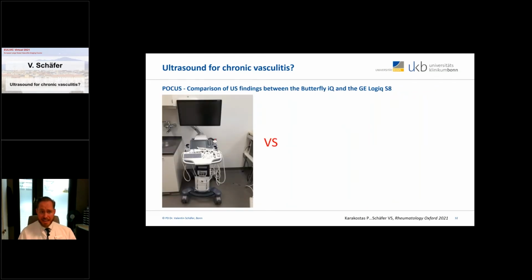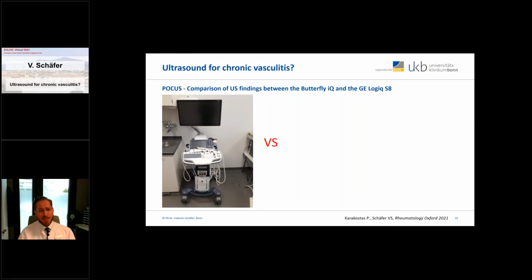And the next thing I want to show you very fast, just because I know I have a time limit, is POCUS. Probably you've heard of POCUS. POCUS is a name for point of care ultrasound, which is coming more and more into medicine, and means the doctor is doing the examination at the bedside of the patient.